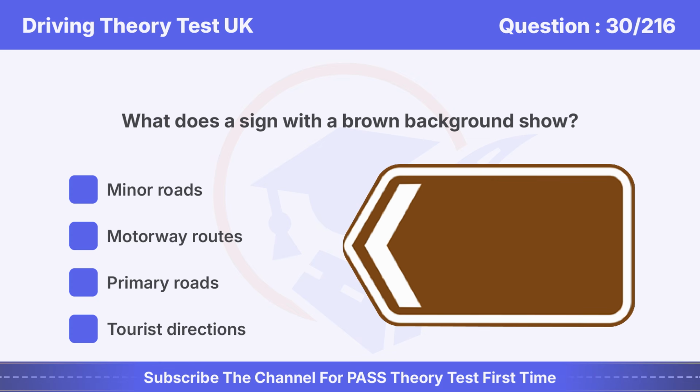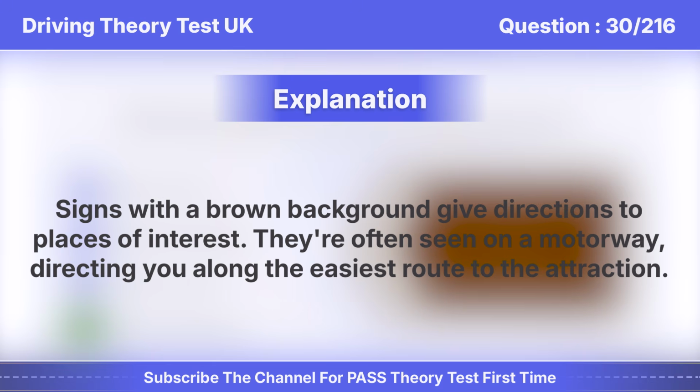Question 30. What does a sign with a brown background show? Answer is D. Tourist directions. Signs with a brown background give directions to places of interest. They're often seen on a motorway, directing you along the easiest route to the attraction.